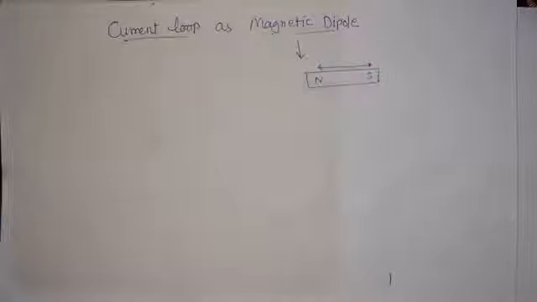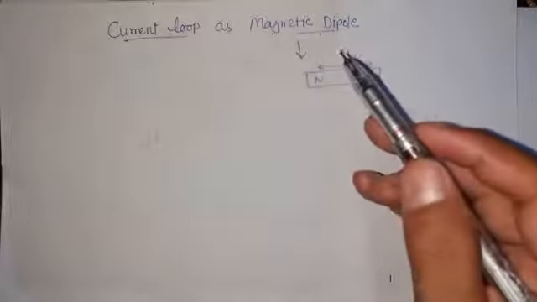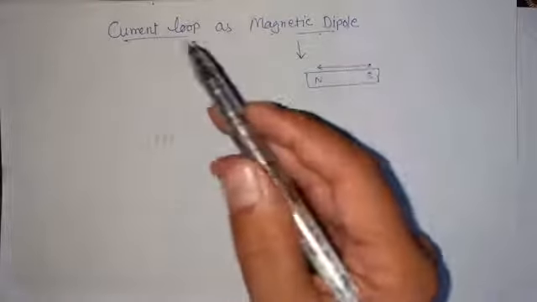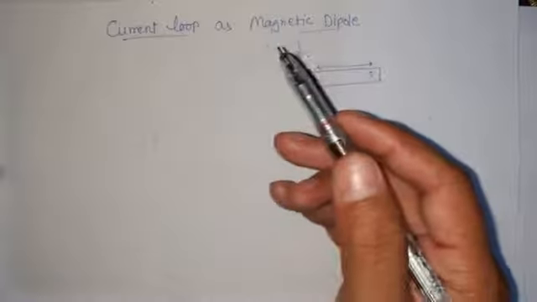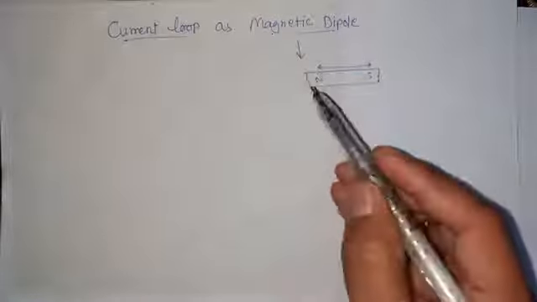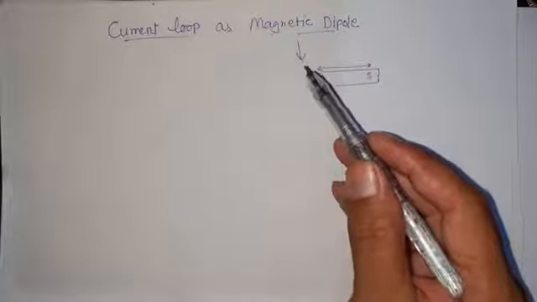In today's video, we will learn what a magnetic dipole is, how a current loop behaves as a magnetic dipole, and how we will find out the strength of a magnetic dipole. So for this, let us start over here.